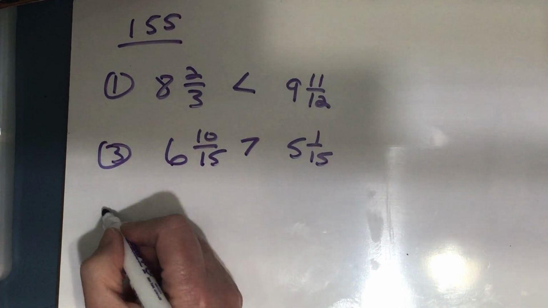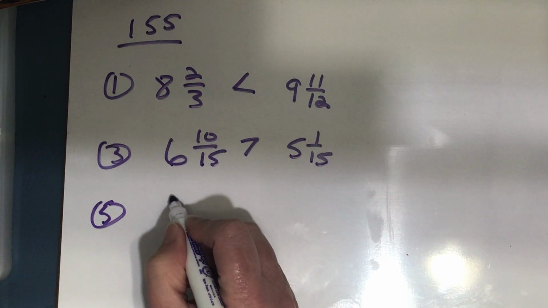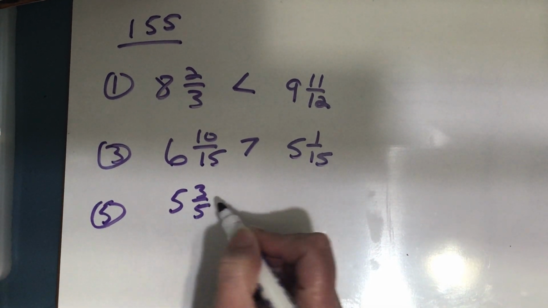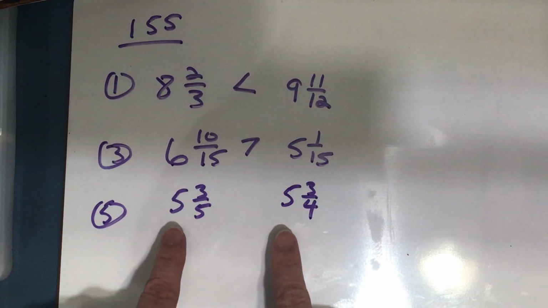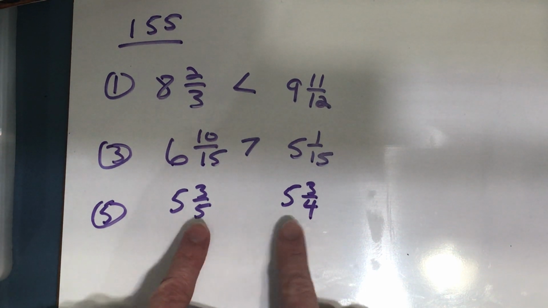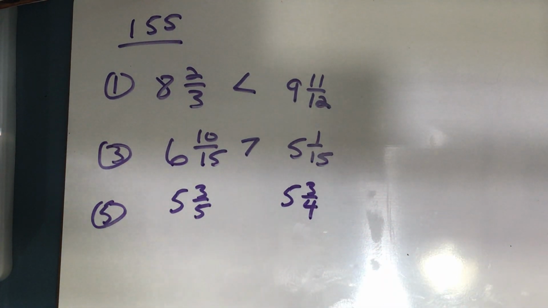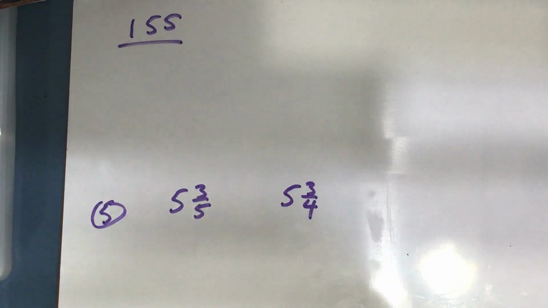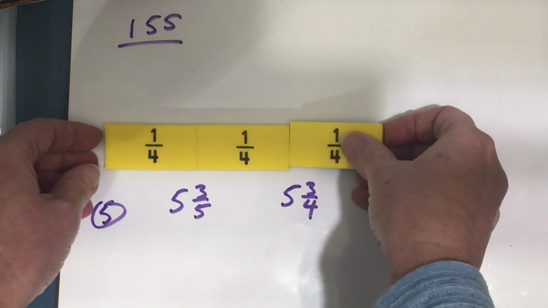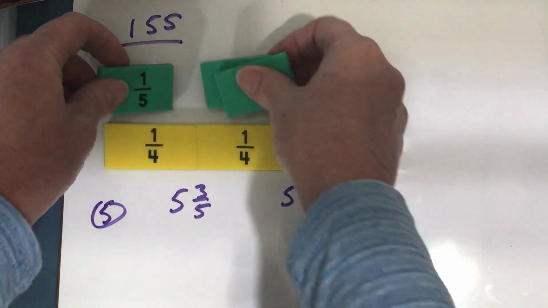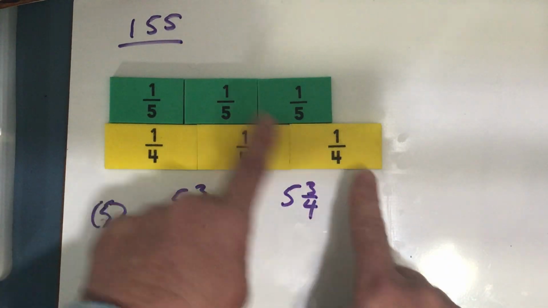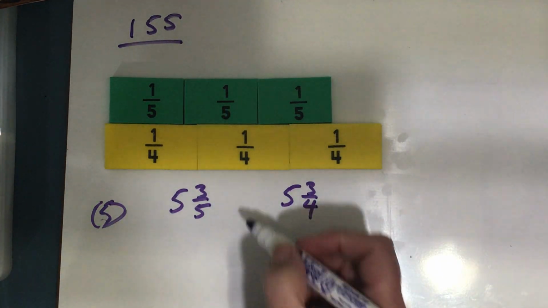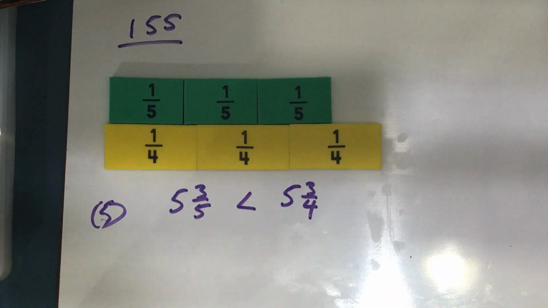Sometimes I have the same whole number and different fractions. So in number 5, I have 5 3/5 compared to 5 3/4. So I can look and I can see that my 5s are the same. So I have to look at my fractions and decide which fraction is bigger, 3/4 or 3/5. So I'm going to get out my fraction strips here. Here's 3/4. And then here's 3/5. And I can see that 3/4 is larger than 3/5. So 5 3/5 is less than 5 3/4.